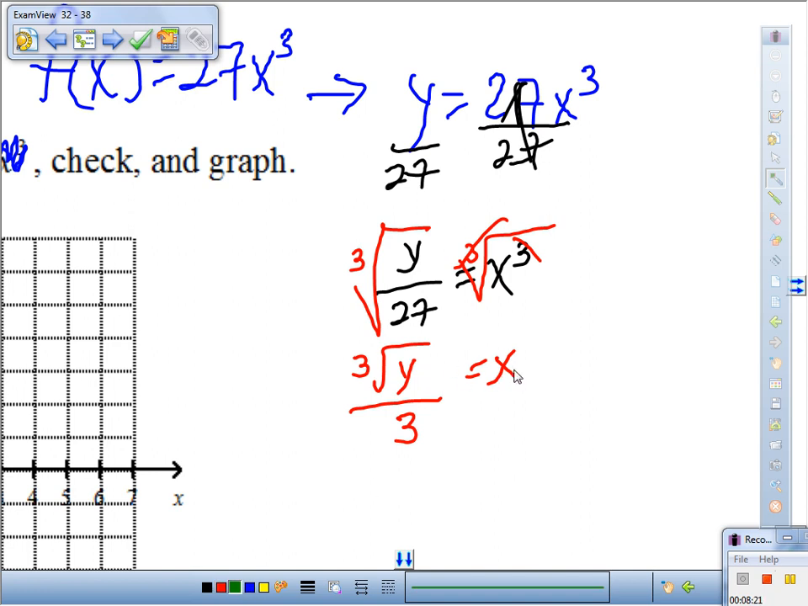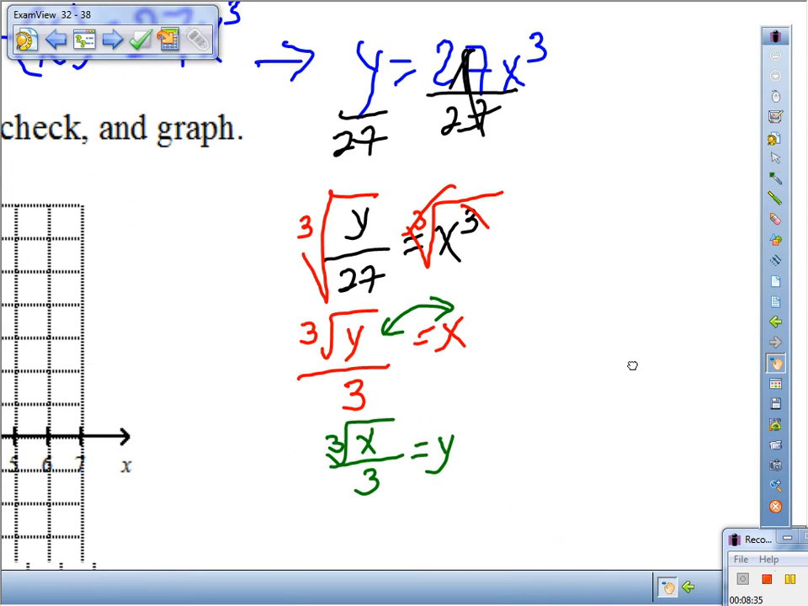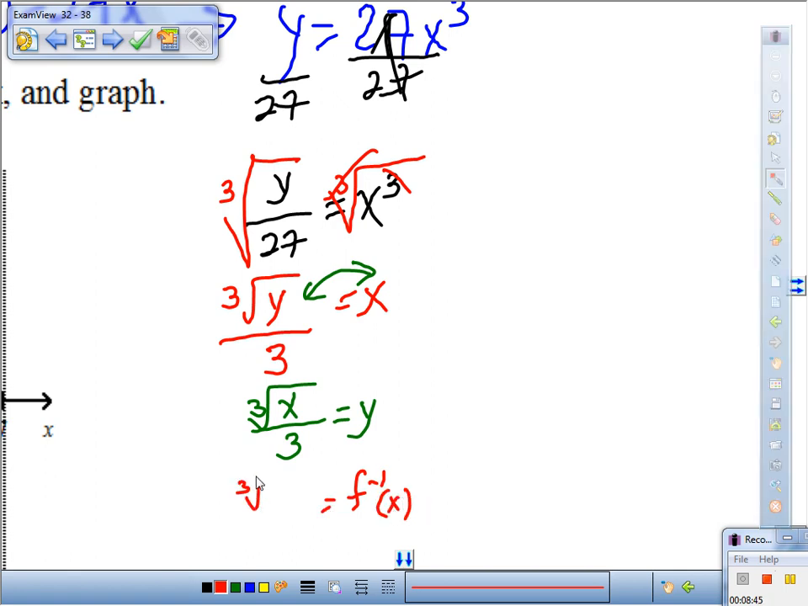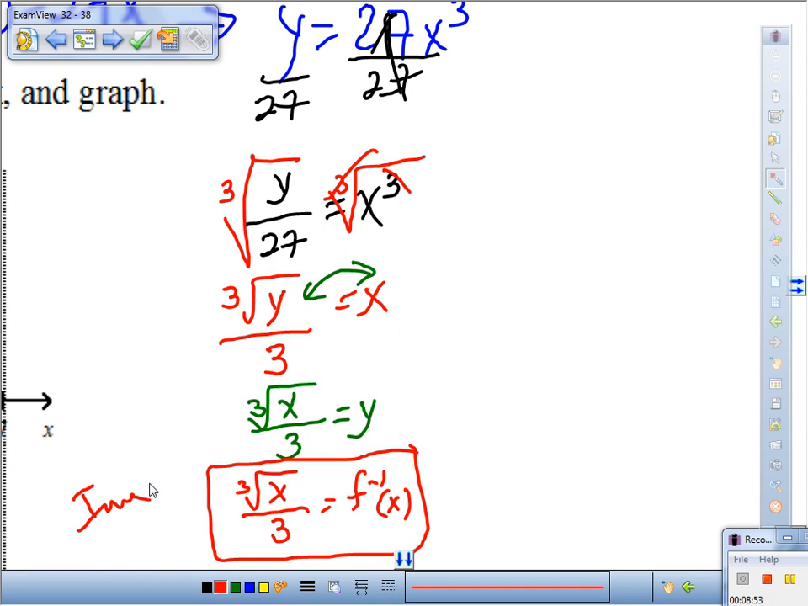Next, we need to exchange the variables. Yes, this one goes over here, this one goes over here. So my new function is the cube root of x over 3 equals y. And can we leave it equal to y? No, it needs to be in function notation. So f inverse of x equals the cube root of x over 3. This is my inverse.